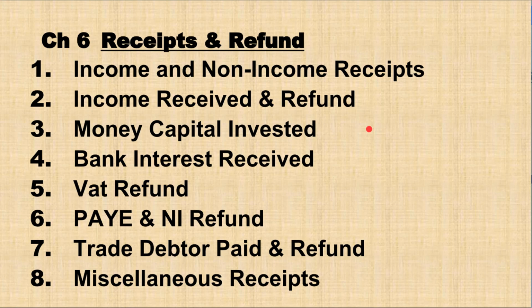Number 1, differentiation between income and non-income receipts. Number 2, income received and refund. Number 3, money capital invested. Number 4, bank interest received. 5 is VAT refund, PAYE and NI refund, trade debtor paid and refund, then miscellaneous receipts.